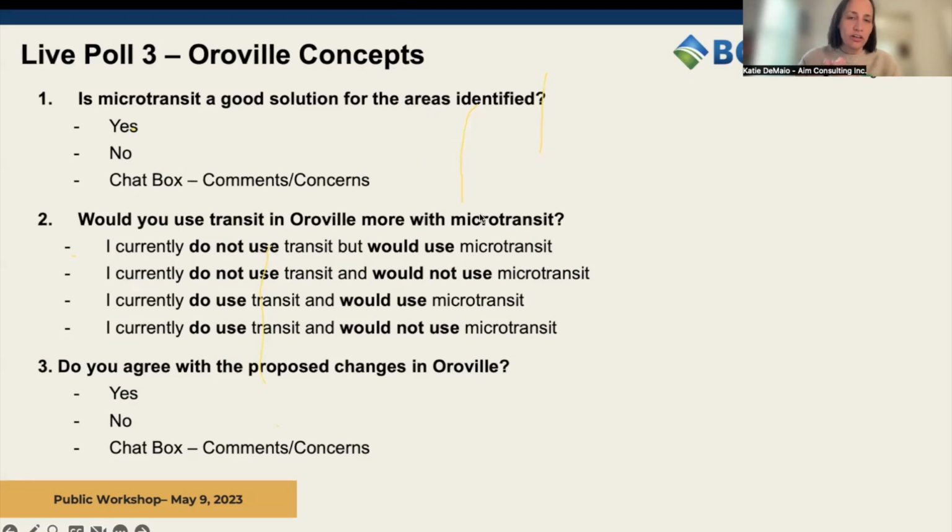Oh, I'm sorry. Question 2 is mislabeled. Would you use transit in Oroville more with microtransit? Choice 1 is yes. Choice 2 is no.